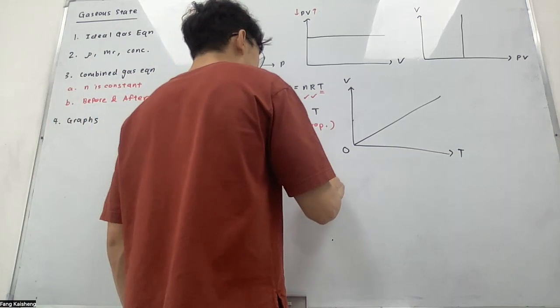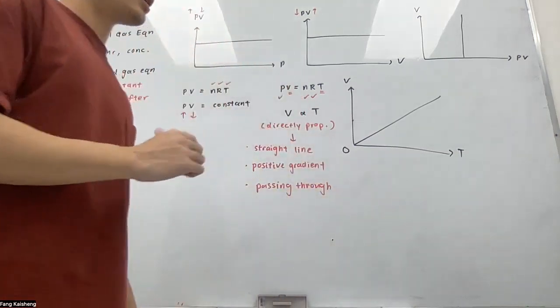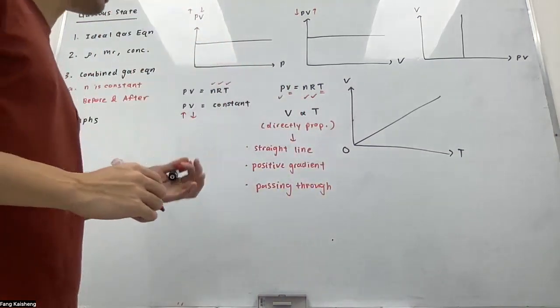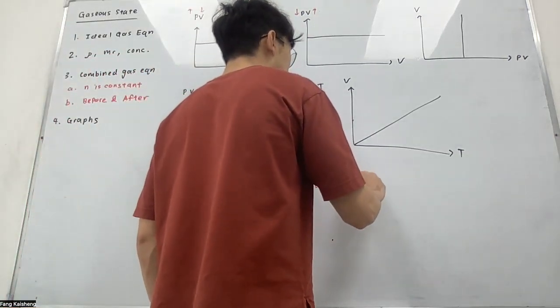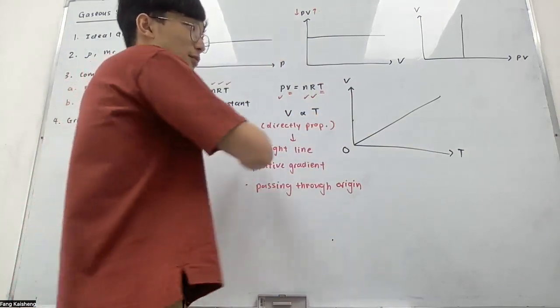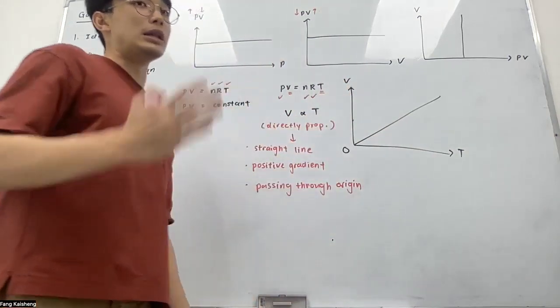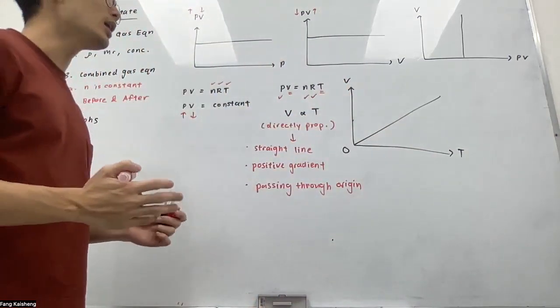If you just tell me it's linear, it's actually wrong. I know it's linear, but not all linear graphs are directly proportional. Linear to me is just a straight line, but it could be downwards also, and it doesn't have to start from 0. So never ever use the word linear to describe this graph.